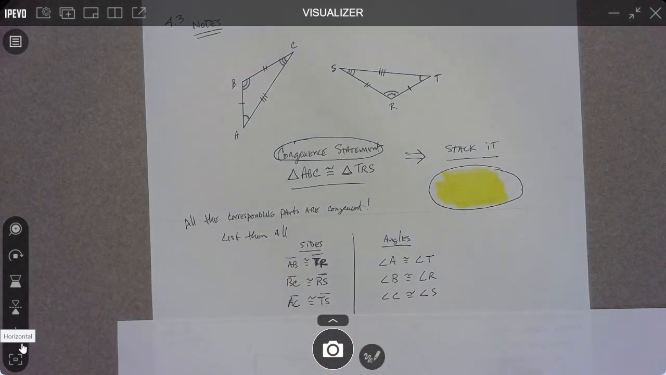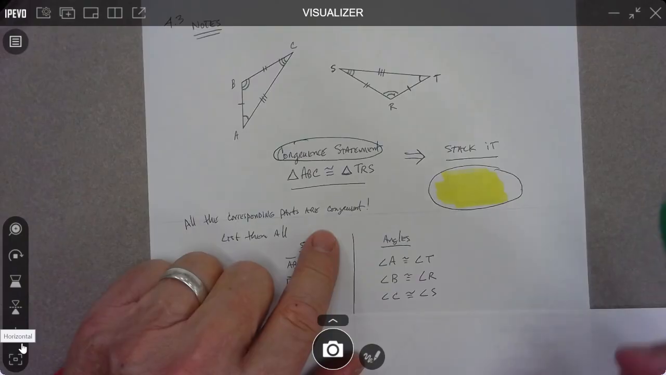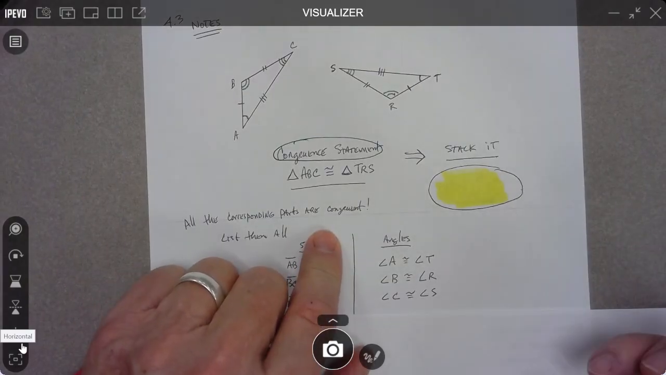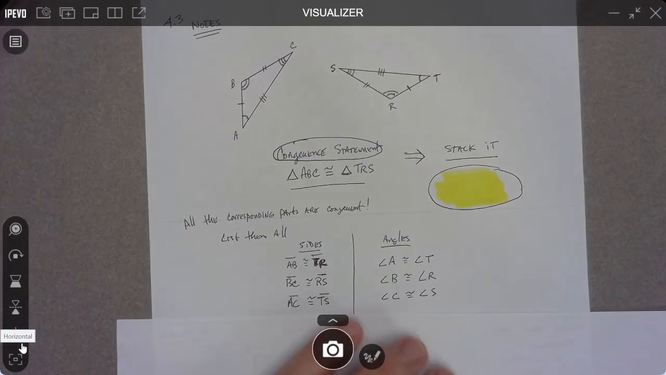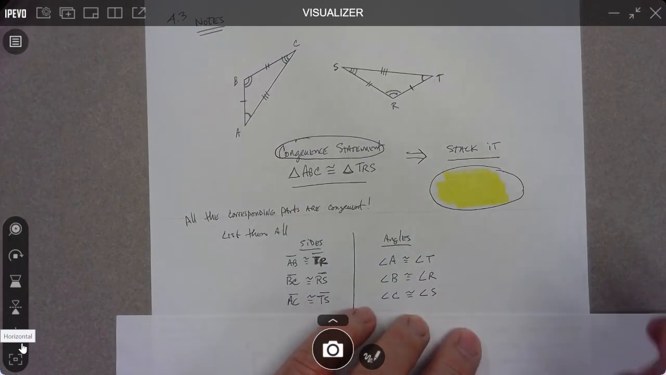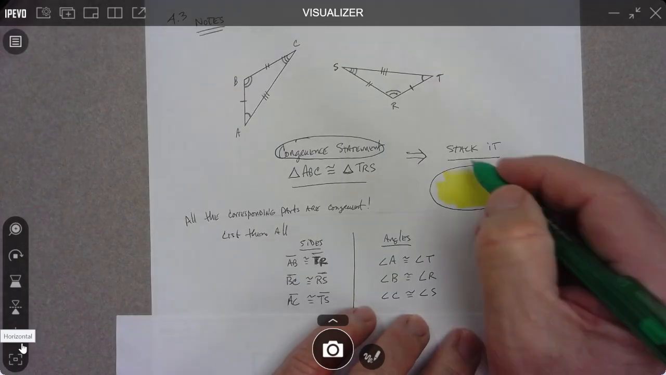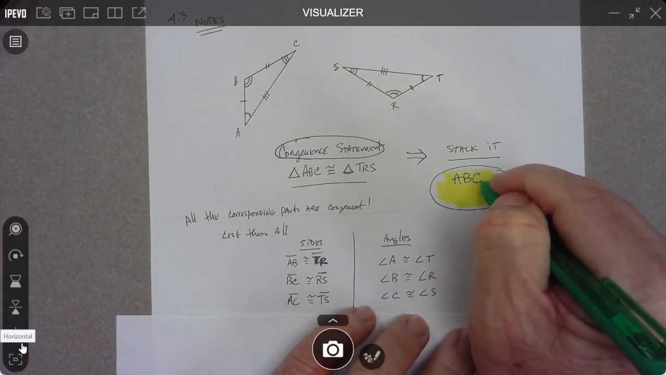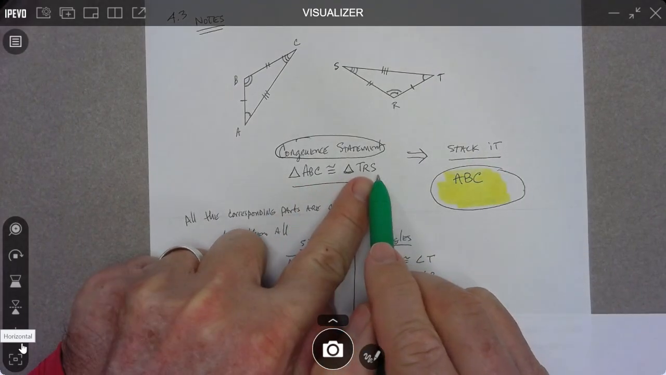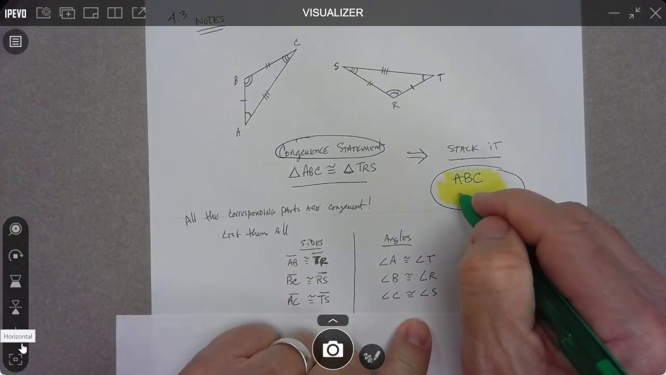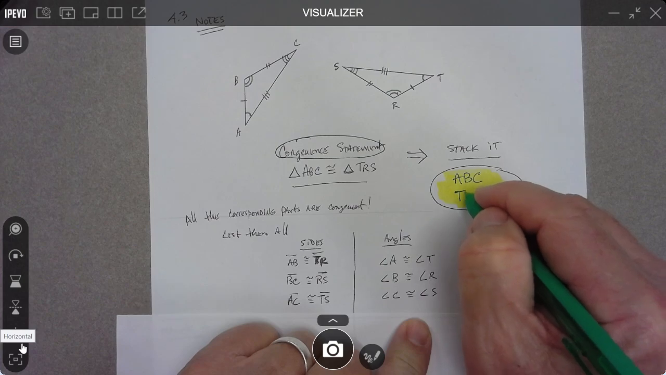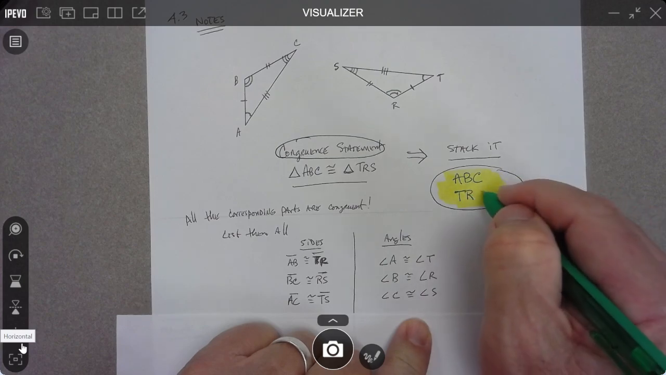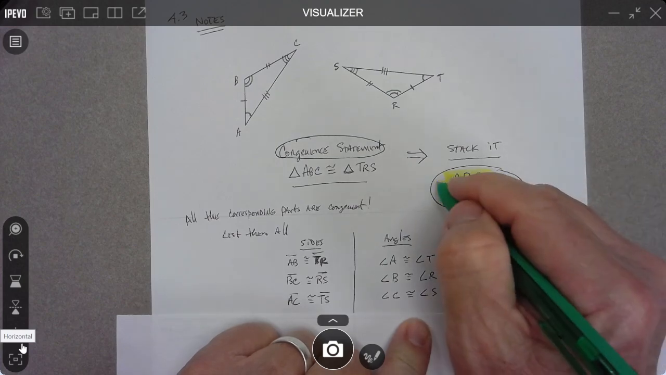All right, I want you to stack it. And whenever I say stack it, I'm trying to teach you this concept today. This is a trick that I've used to help organize this entire concept very, very quickly and efficiently. Here's how I do it. Here's what stacking means. I'm going to take A, B, C. When they give it to me horizontally, I'm going to write it vertically. I'm going to put T right underneath A, and R right underneath B, and S right underneath C.